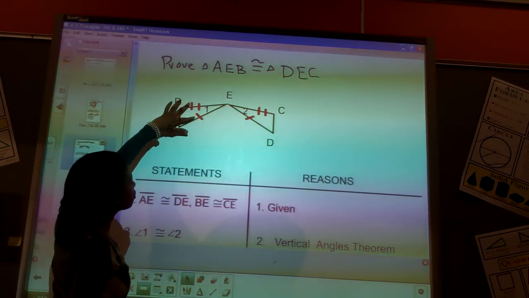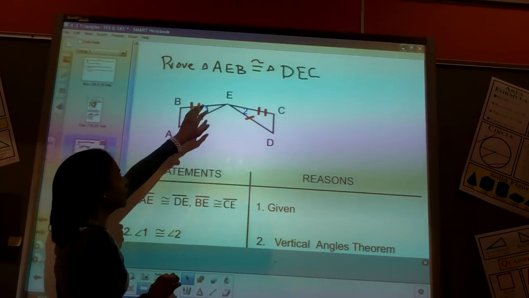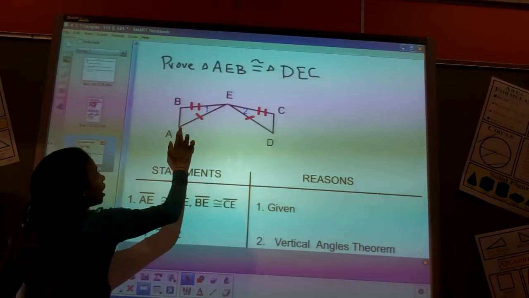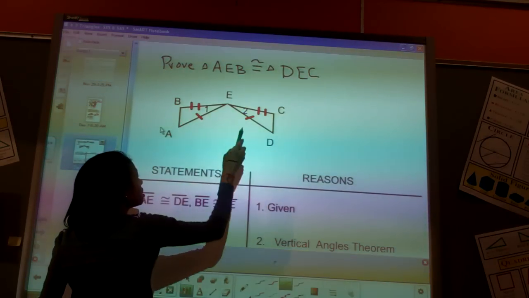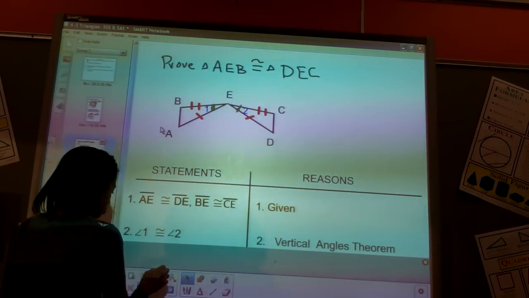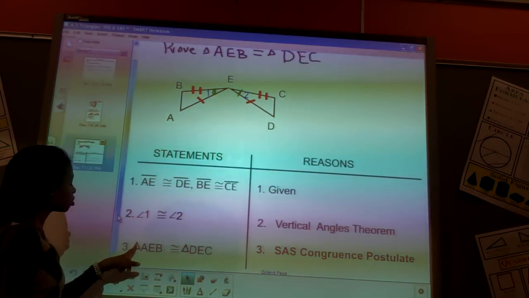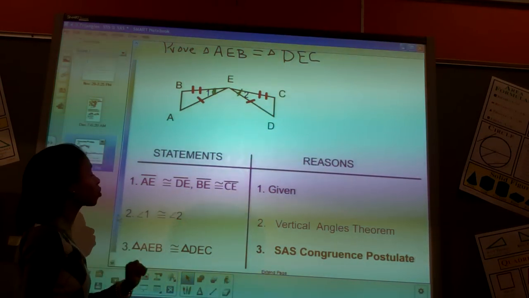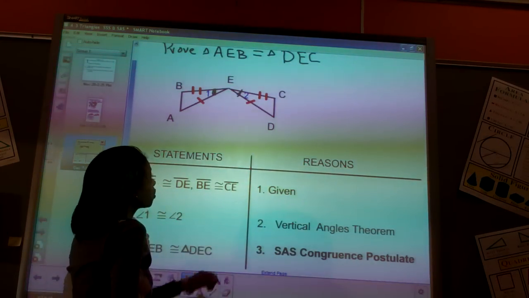So far I've shown that two sides are congruent, a side and a side, and now I'm just proving an angle, and it looks like it goes side, then this interior angle here, and this interior angle by vertical. And then I know that triangle AEB is congruent to triangle DEC by SAS, or side angle side congruence postulate.